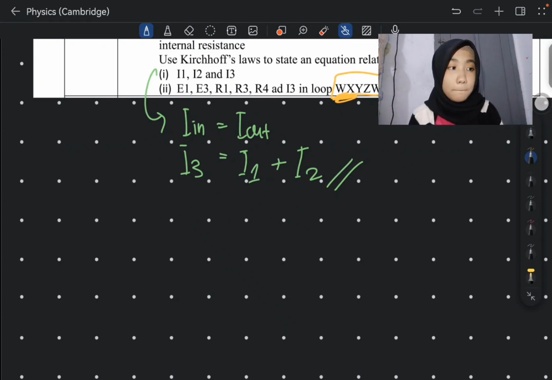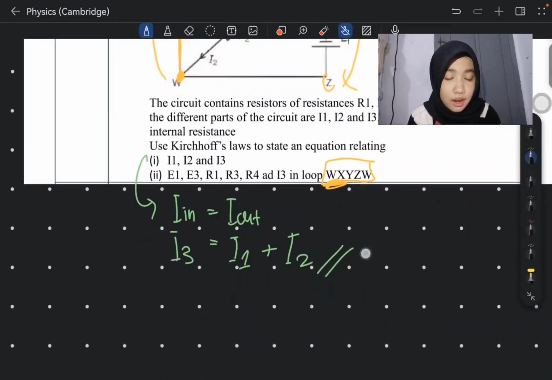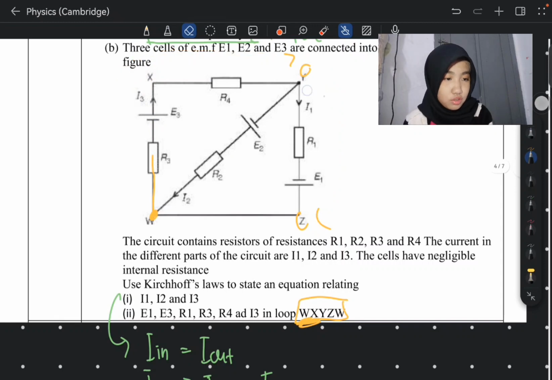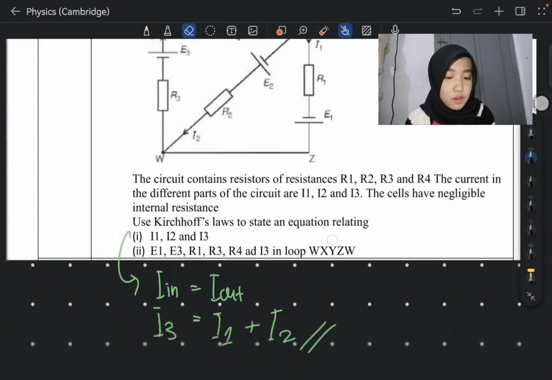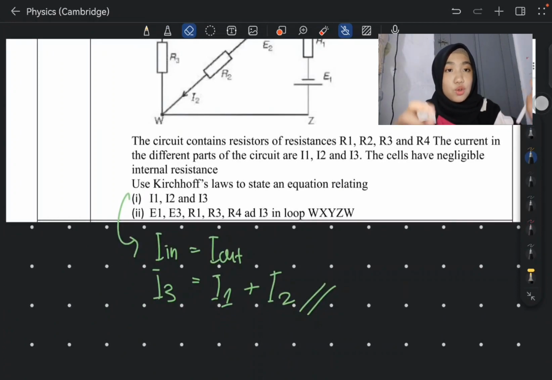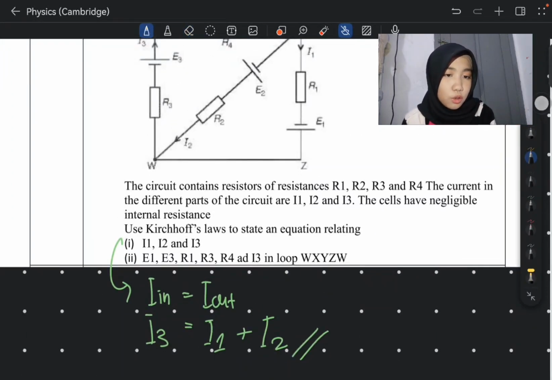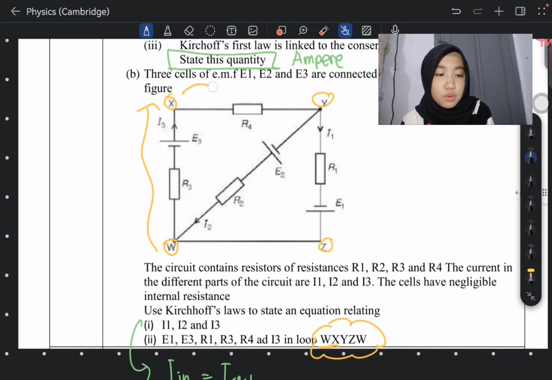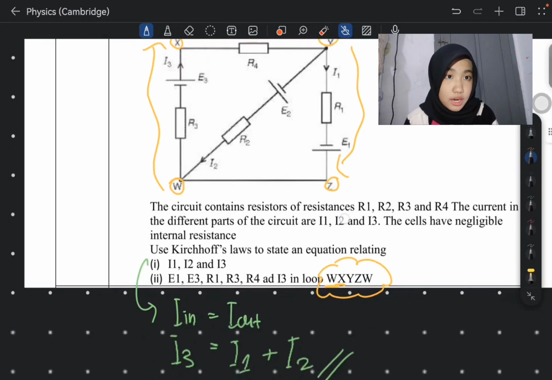Moving on to the next question, in which we are told to state the equation relating E1, E3, R1, R3, R4, and I3 in the loop of W, X, Y, Z, W. So if we look at the loop that the question is requesting, it starts from W to X, here, here, here, and here. So this is the direction we are going.